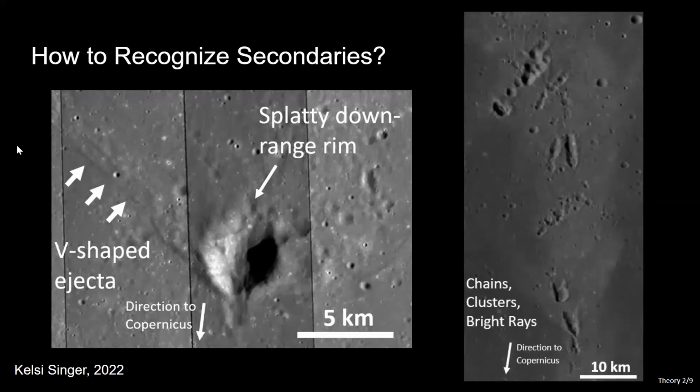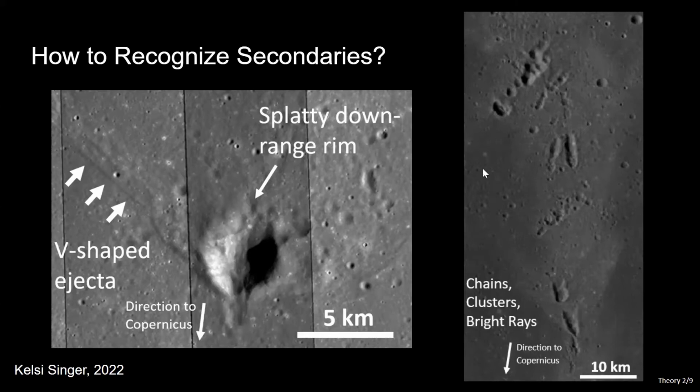And there's a few characteristics that some secondaries have. They might have V-shaped ejecta, so you can see this nice wing right here. They can have a splatty or poorly defined downrange rim. So this is the direction to Copernicus, and you can see this uprange rim is more sharply defined than the downrange one. They can be elliptical with their long axes pointing back towards the primary. And they can occur in chains, clusters, or bright rays.